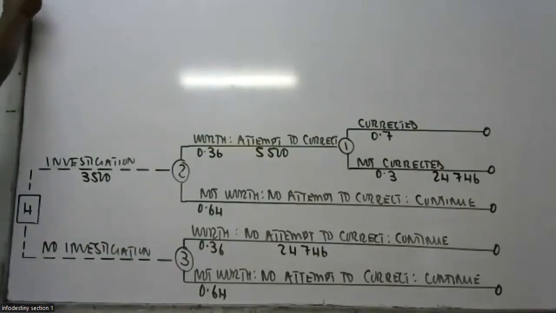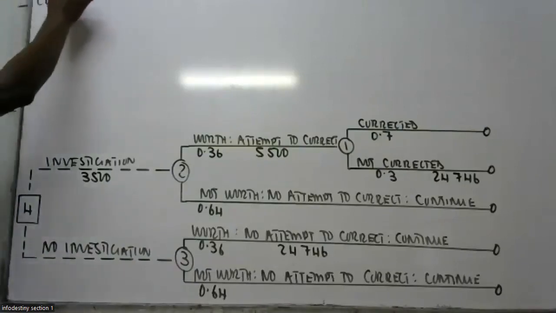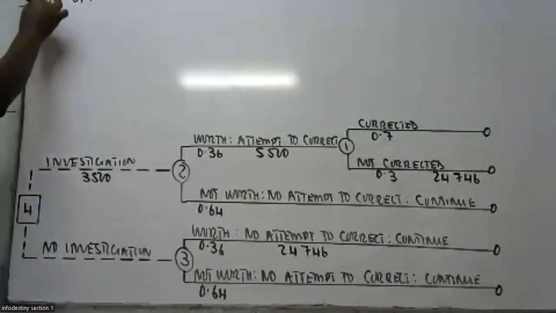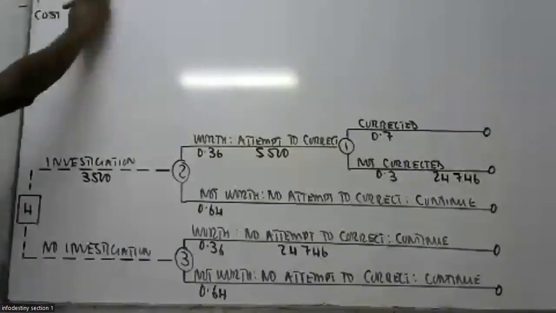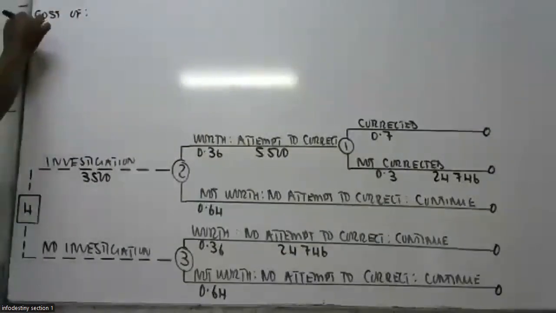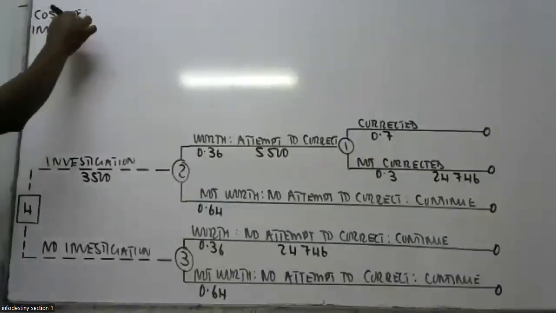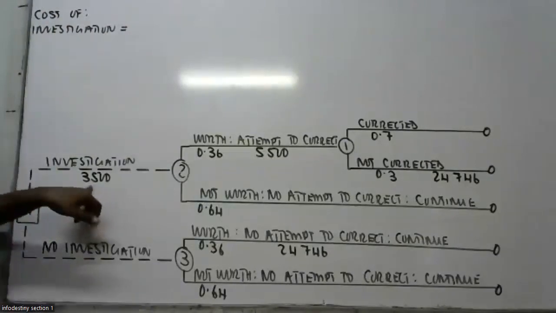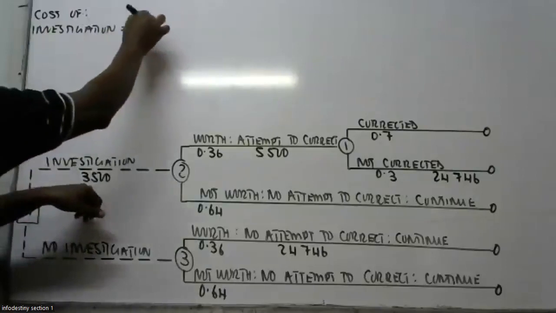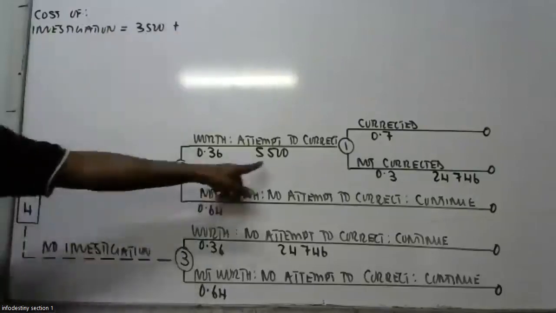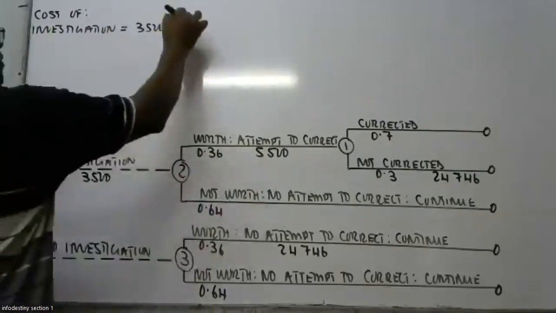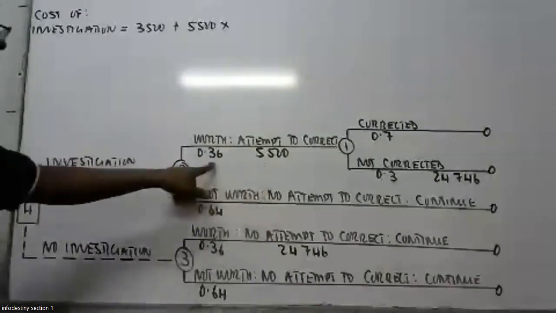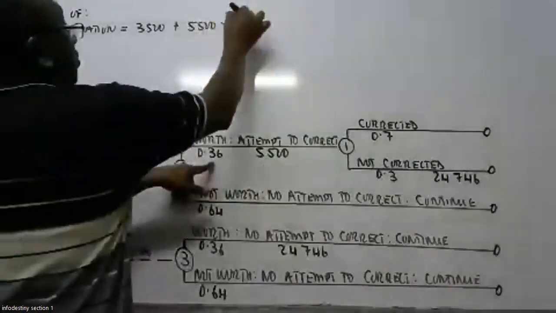So investigation, you're talking of the cost of investigation. You have to do the investigation, that's how it's computed. First of all, you spend this one, 3,500. Then you spend this one, 5,500. But this one is only spent if they are worth. So you factor that probability.